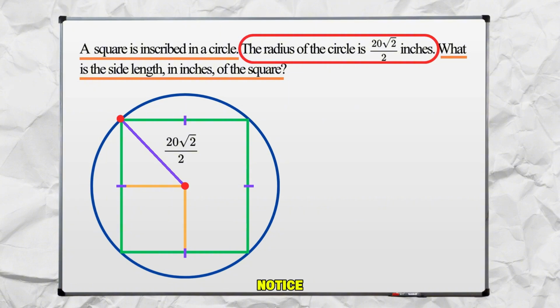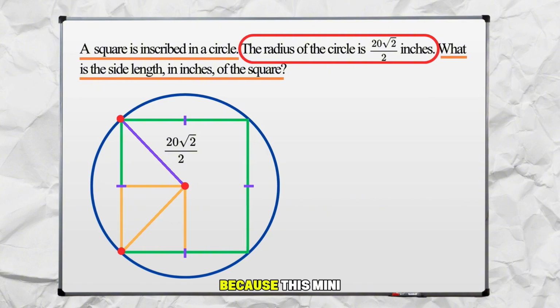However, if you notice, the diagonal of this square is actually the same thing as our original radius of the circle, because as you can see, it still meets the definition of a radius by stretching from the circumference of the circle to the center of the circle. So this is also 20 times the square root of 2 over 2. Now, how do we find this length right here?